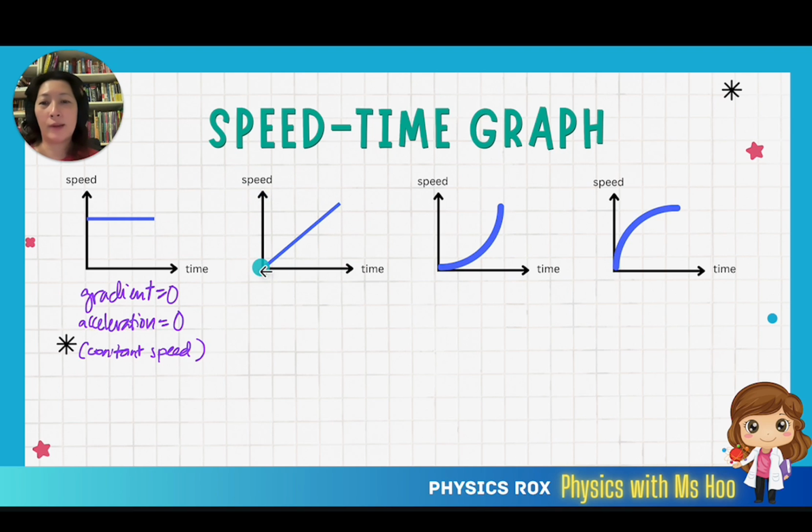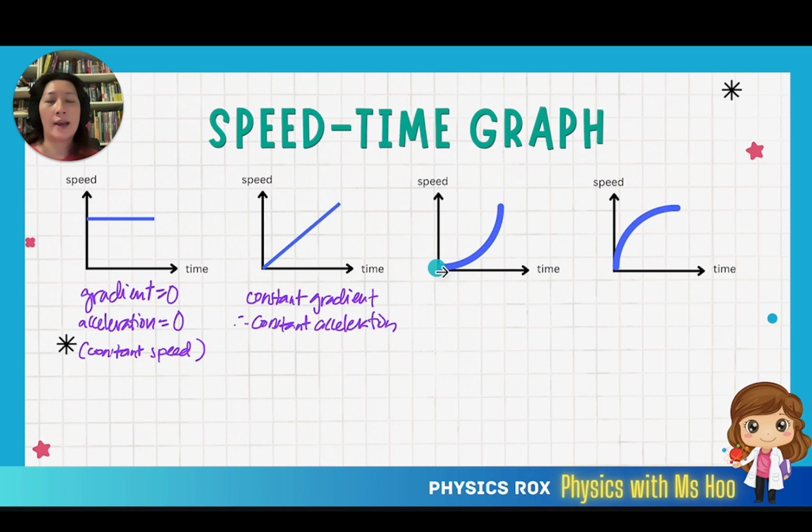For this graph, we have increasing speed at a linear rate. It's a linear graph, so the gradient is constant. A constant gradient here means constant acceleration. Constant acceleration means speed is increasing at a constant rate. So that's true.